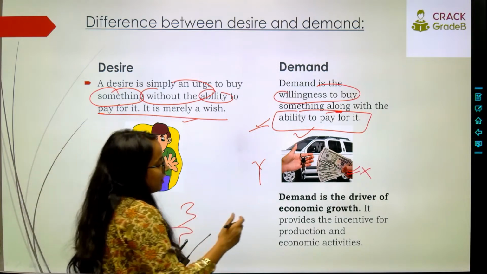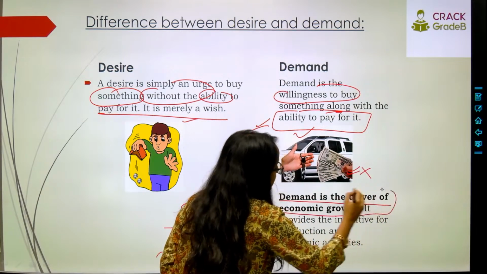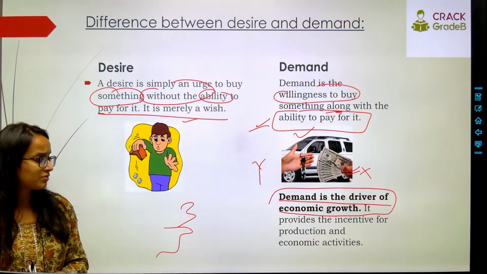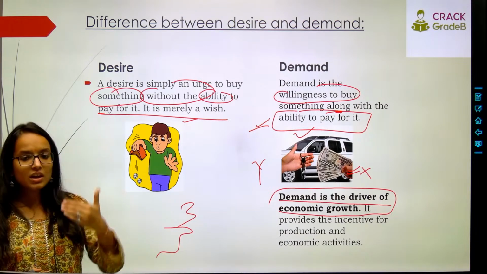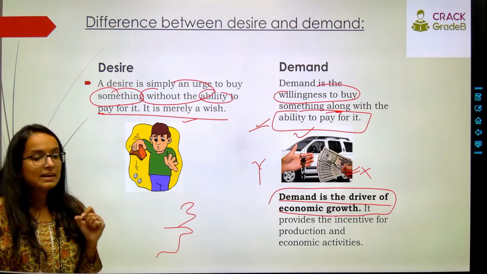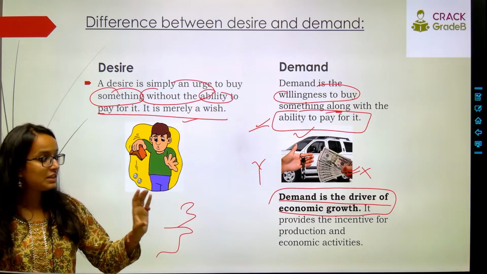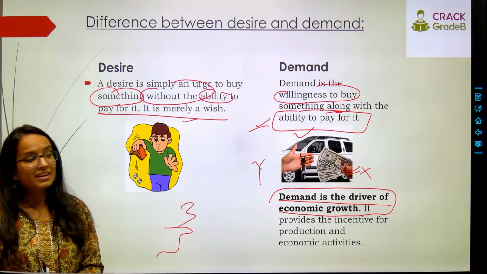For example, this picture. Then demand is the driver of economic growth. Remember this. In the entire course of time, always remember this. If there is no demand in the economy, gradually the economy will start falling down. Everything lies behind it: every economic activity, every production activity, all the incentives lie behind the concept of demand.